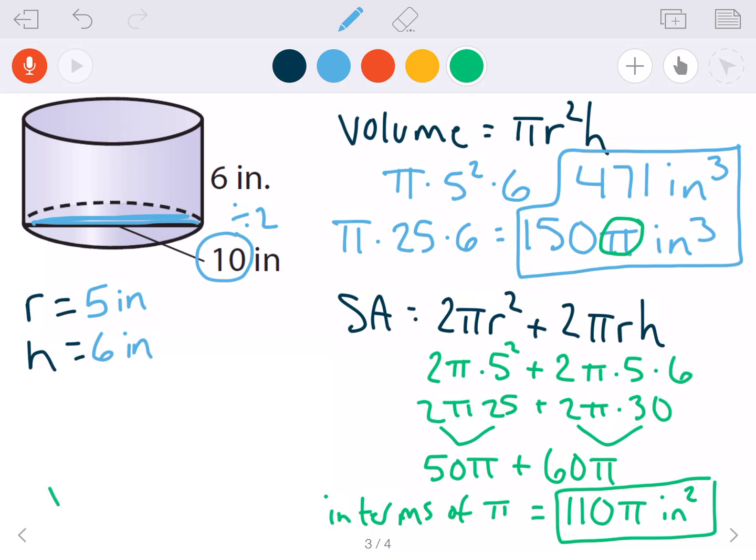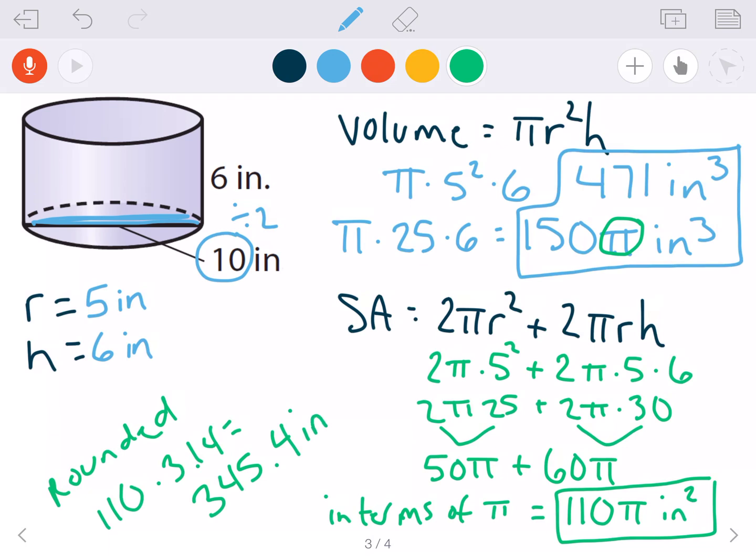If I want my rounded surface area, so a rounded answer, I would take 110 and multiply it by 3.14. So 110 times 3.14 is going to give me about 345.4 inches squared. So again, both those answers work. It just depends on what we want. So both of these are my surface area.